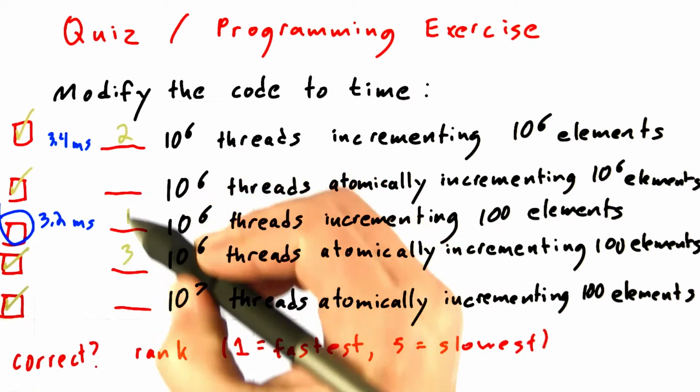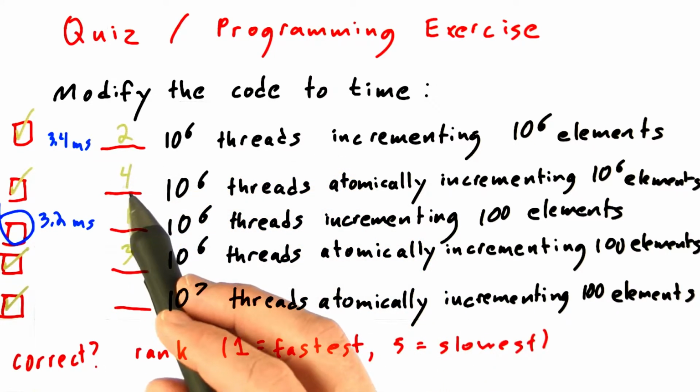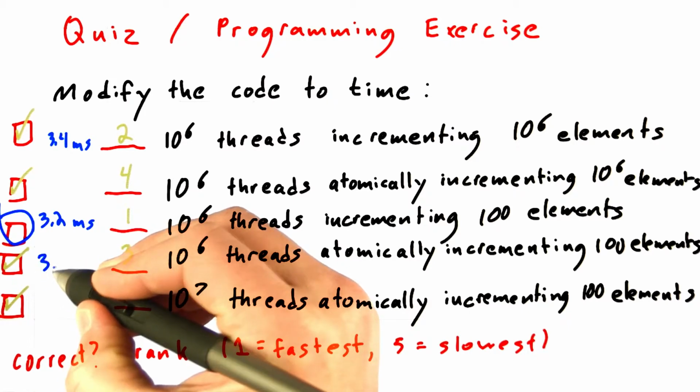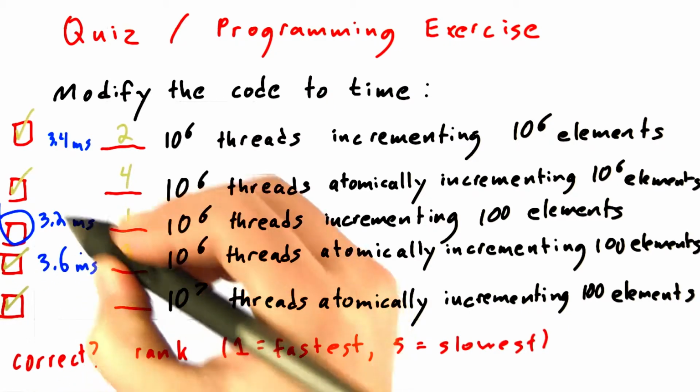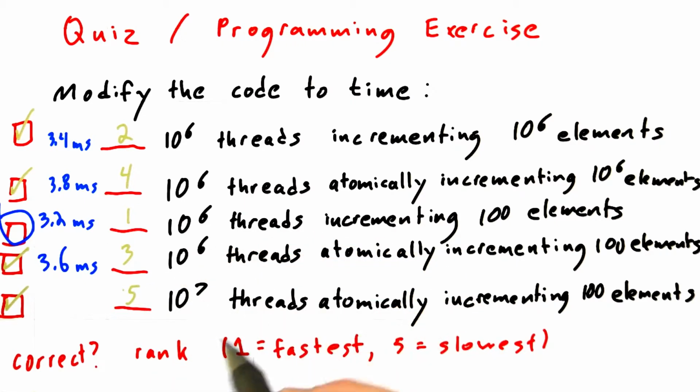So the next fastest is option 4. The next fastest after that is option 2. And in my system again, these took 3.6 and 3.8 milliseconds, which means that the slowest of all options is the one where 10 million threads write into 100 elements. This is actually 36 milliseconds, so it takes approximately 10 times as long to complete. Not surprisingly, there's about 10 times as much going on.